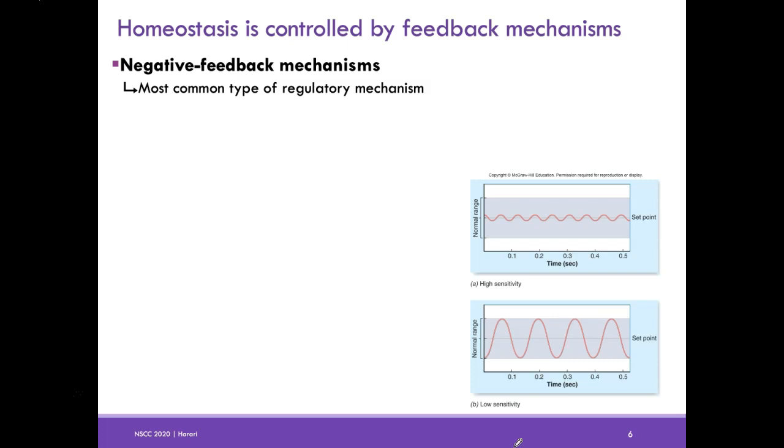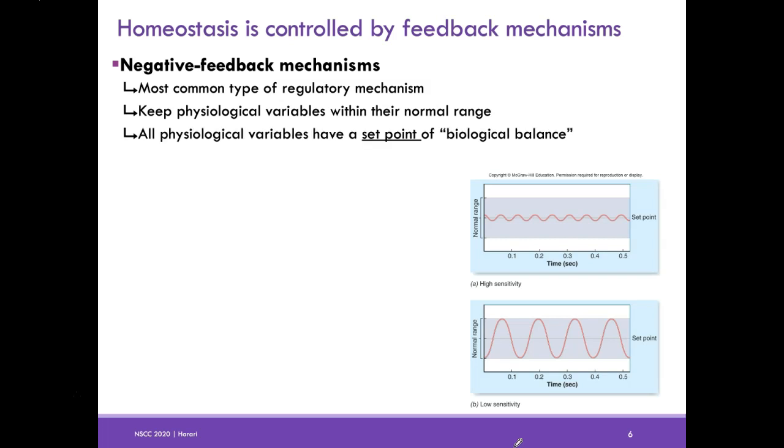Negative feedback is the most common type of regulatory mechanism, and negative feedback keeps physiological variables within their normal range. What this means is every physiological variable has to be close to a set point. So for example, temperature, we have a set point of approximately 98.6 degrees Fahrenheit or 37 degrees Celsius. That's where our body likes to be in balance. But of course, there's natural fluctuation in temperature.